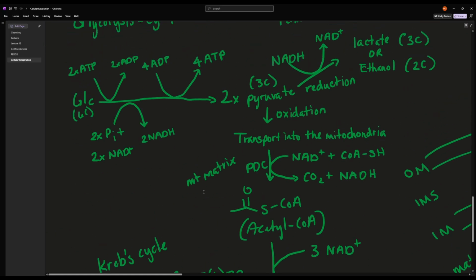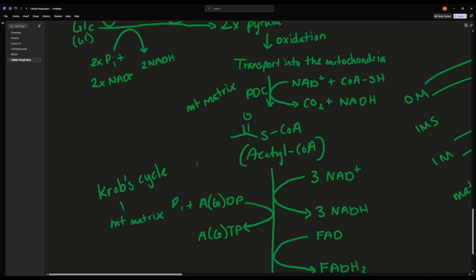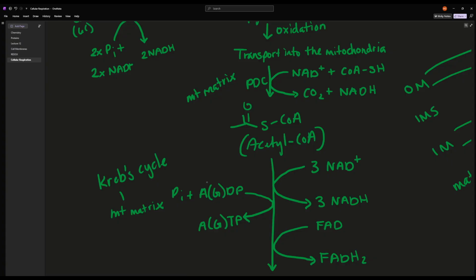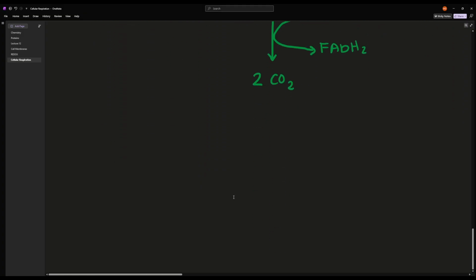Substrate level phosphorylation is the synthesis of ATP from a phosphorylated substrate. So SLP occurs in the Krebs cycle and in glycolysis. Okay, to show you an example of that, I'm going to pick on one reaction in glycolysis.